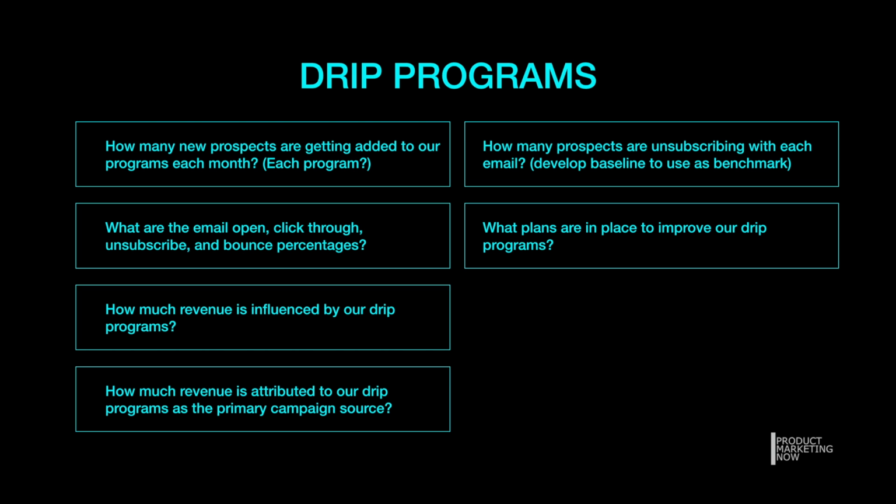Drip programs. How many new prospects are added to our programs each month? What are the email open, click-through, unsubscribe, and bounce percentages? How much revenue is influenced by our drip programs? How much revenue is attributed to our drip programs as the primary campaign source? How many prospects are unsubscribing with each email that we send? And you can develop a baseline to use as a benchmark for that. And what plans are in place to improve our drip programs overall?